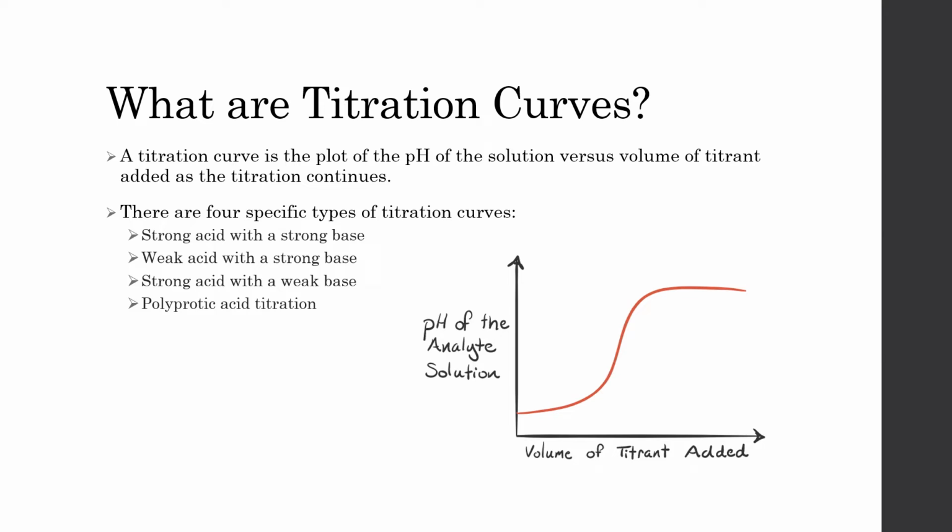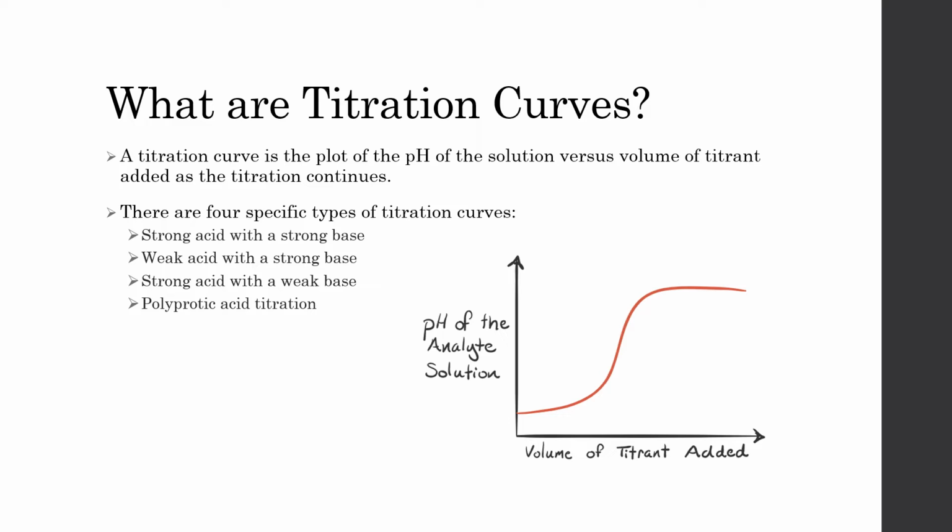A titration curve is the plot of the pH of the solution versus volume of titrant added as the titration continues. Before a titration curve can be drawn, a titration has to take place. Titrations take a solution of known concentration, known as the titrant, and use it to determine the concentration of an unknown solution, known as the analyte. A titration is complete once the amount of titrant has completely neutralized the analyte solution. This is called the equivalence point.